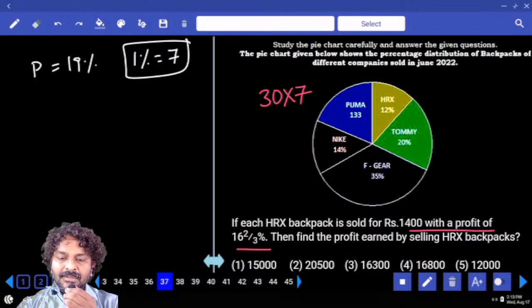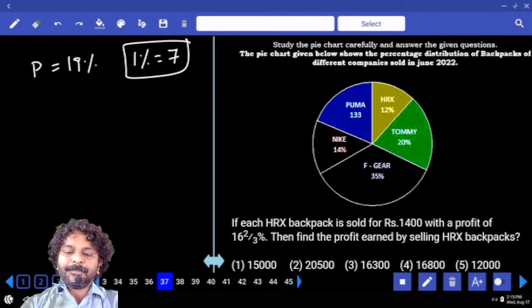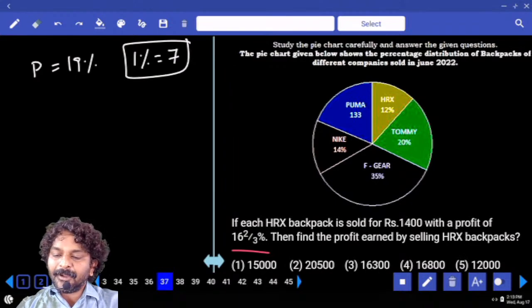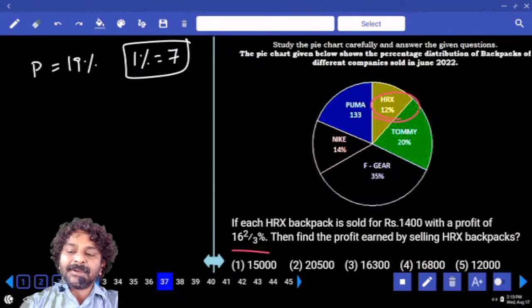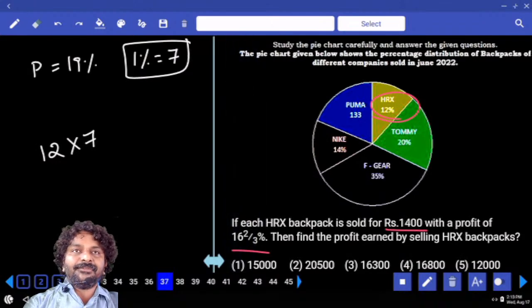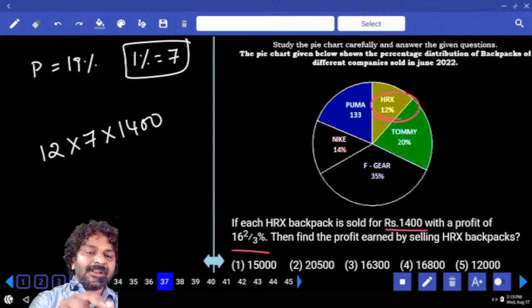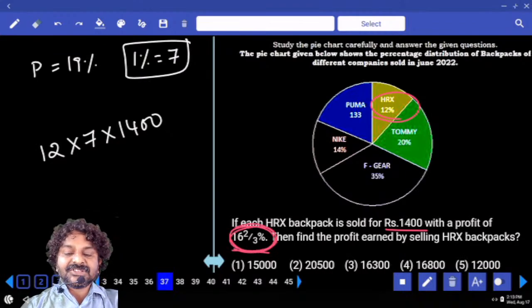Next, if each HRX backpack is sold for 1400 with a profit of 16 2/3%, can we treat it as 1/6? Then find the profit earned by selling HRX backpacks. HRX backpacks, what percentage do we have? 12%, where 1% value is 7 only. Now each one is sold at 1400 rupees, then total selling price is 1400, correct? And with a profit of 16 2/3%, which is 1/6 value.